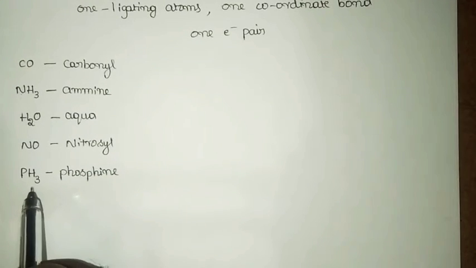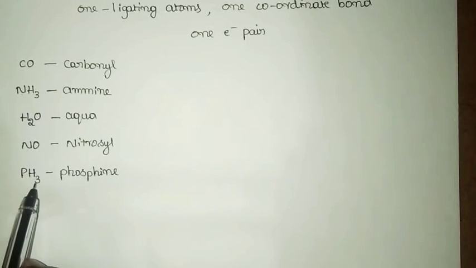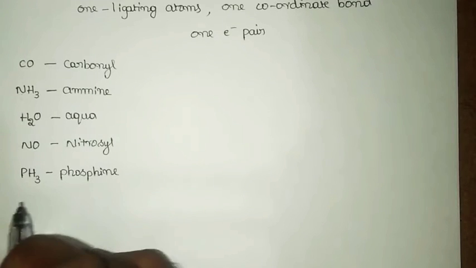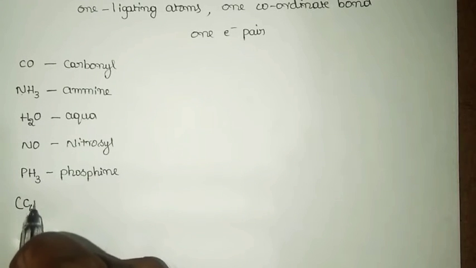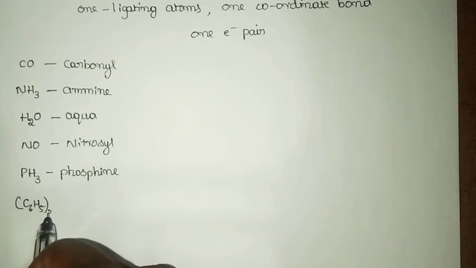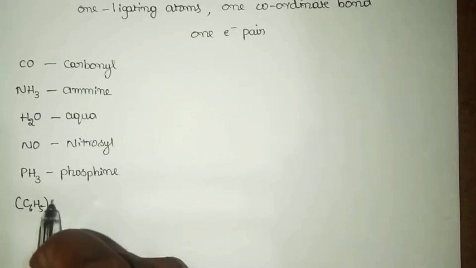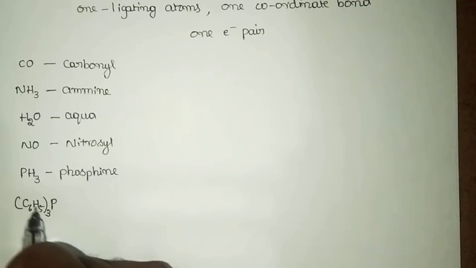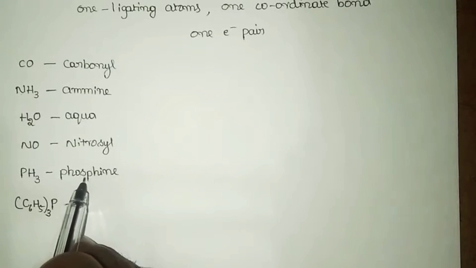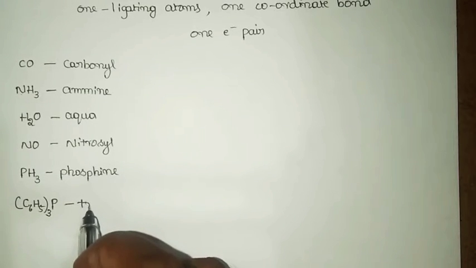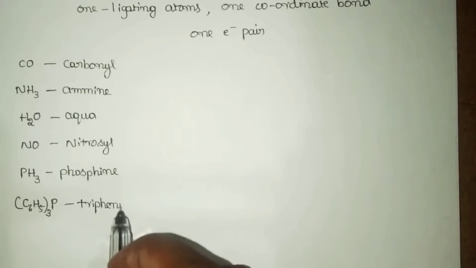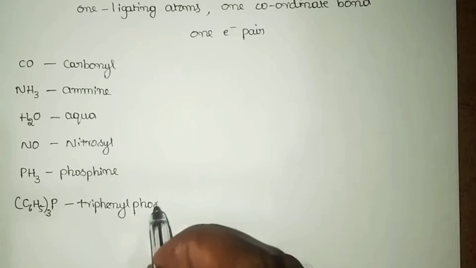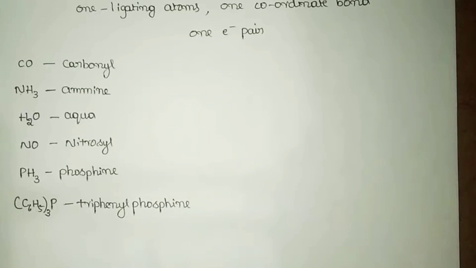After PH3, here in PH3 we have three replaceable hydrogens. When all three hydrogens are replaced with phenyl groups, we can write it like this: phenyl group C6H5, all three hydrogens replaced with phenyl groups on phosphorus. It is a derivative of phosphine wherein the hydrogen atoms were replaced with phenyl groups, three of them. So it is triphenylphosphine. That is the name of this ligand.